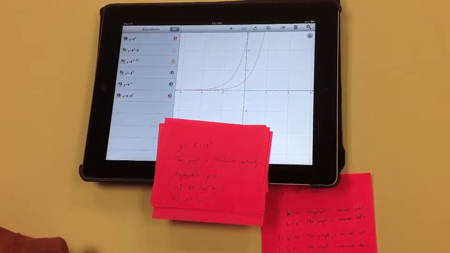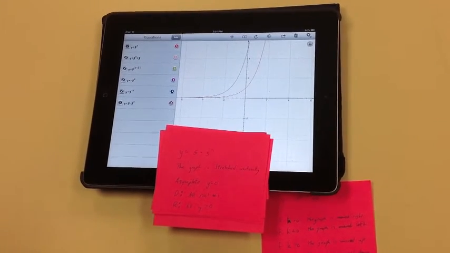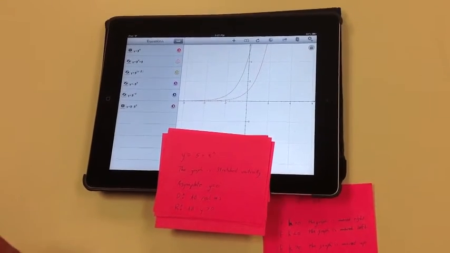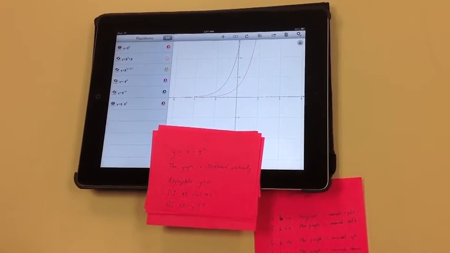This is just a quick, short summary of transformations that cause an exponential graph to move up, down, left, right, reflect over the x and y axis, stretch vertically, and shrink vertically.